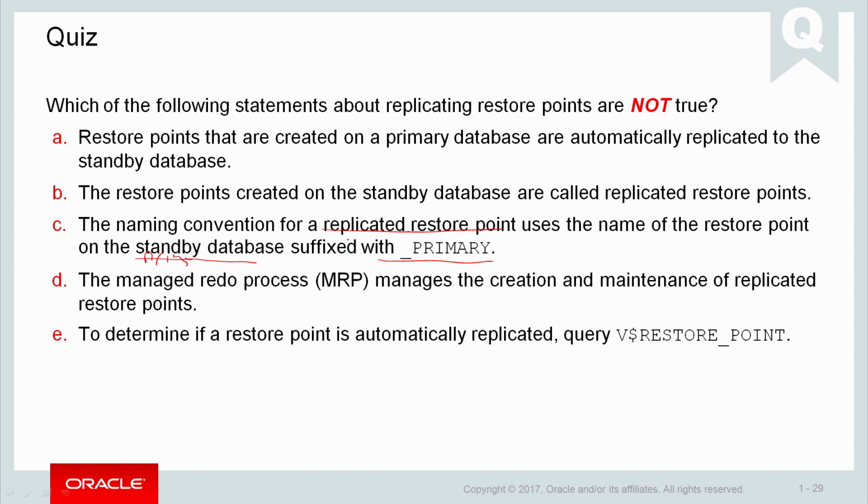The managed recovery process, MRP, manages the creation and maintenance of the replicated restore points. Yes, it does. To determine if a restore point is automatically replicated, you can look for it inside V$RESTORE_POINT. There's also a new column inside that view as well to say it's a replicated restore point. So the one that's not true is C.